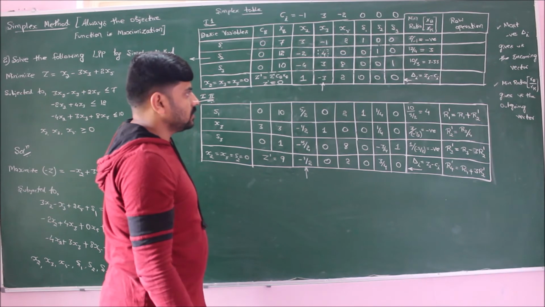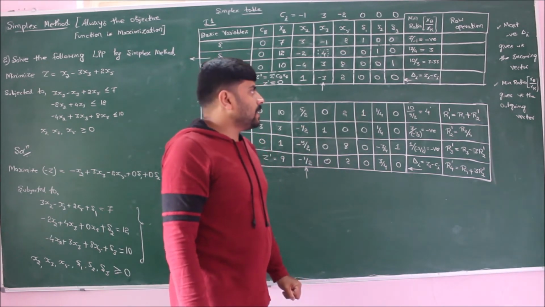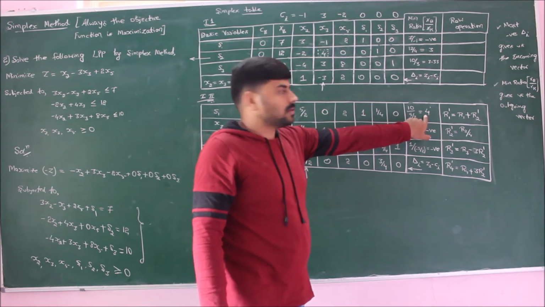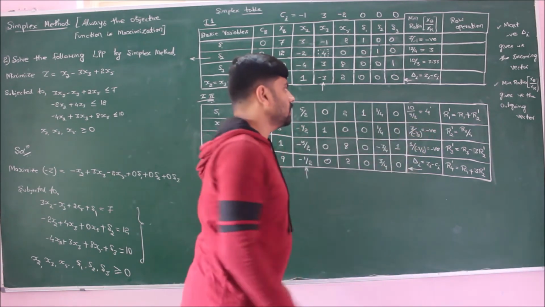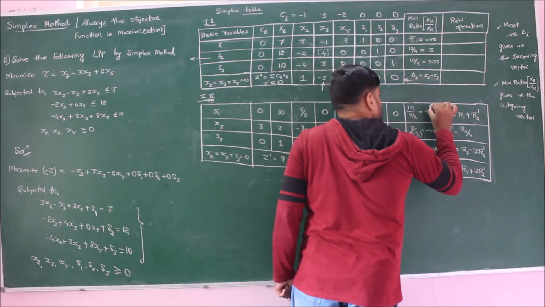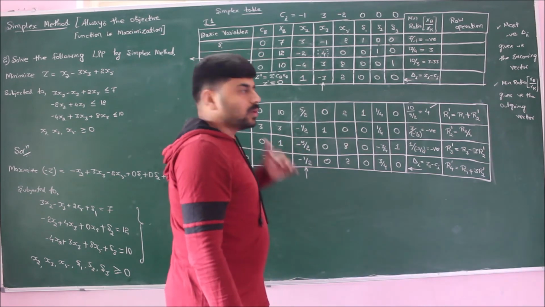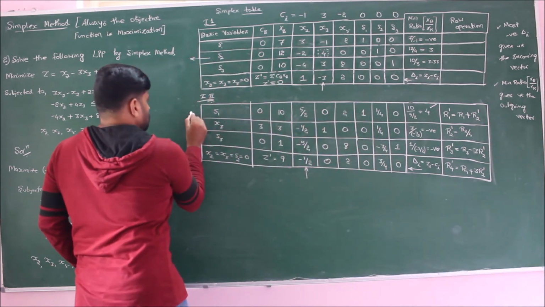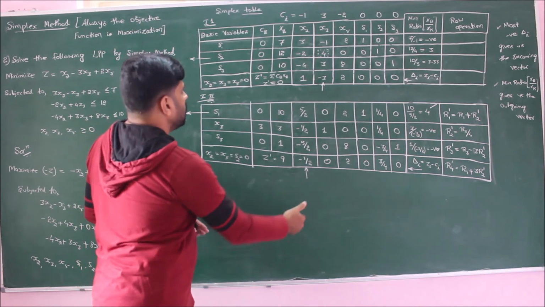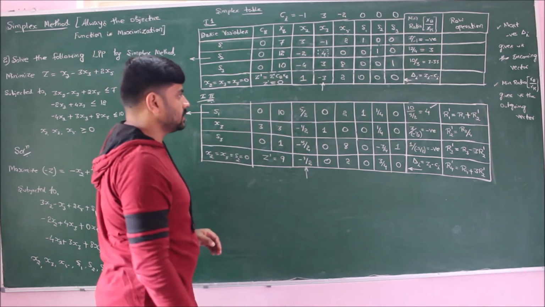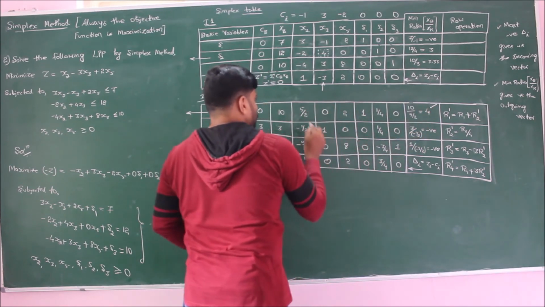So therefore, coming for the minimum ratio of xp by xk, we have only 4 because these two are negative values and should not be considered. So therefore, row 1 will be the outgoing row. So row 1 is the outgoing row and S1 is moving out and X2 is entering the matrix. So if I take the key element, 5 by 2 will be the key element.